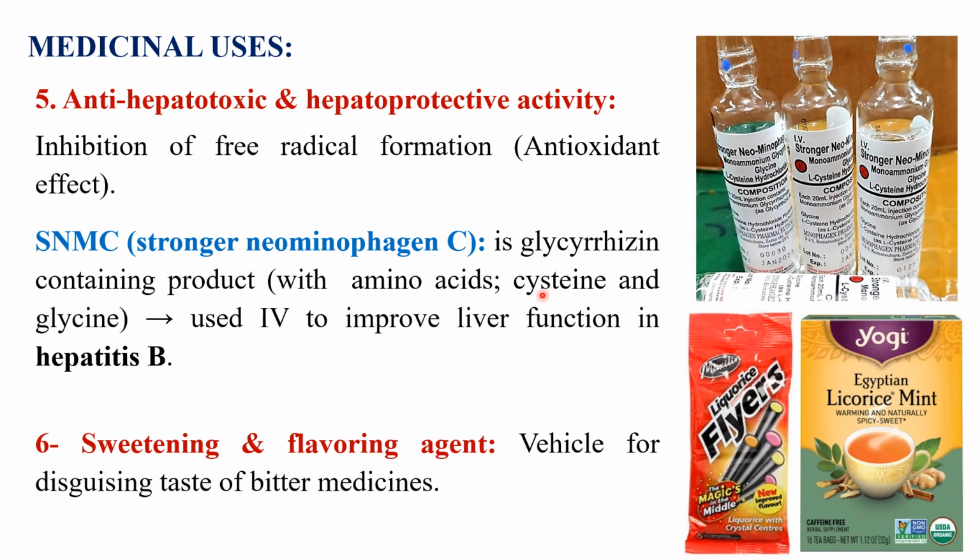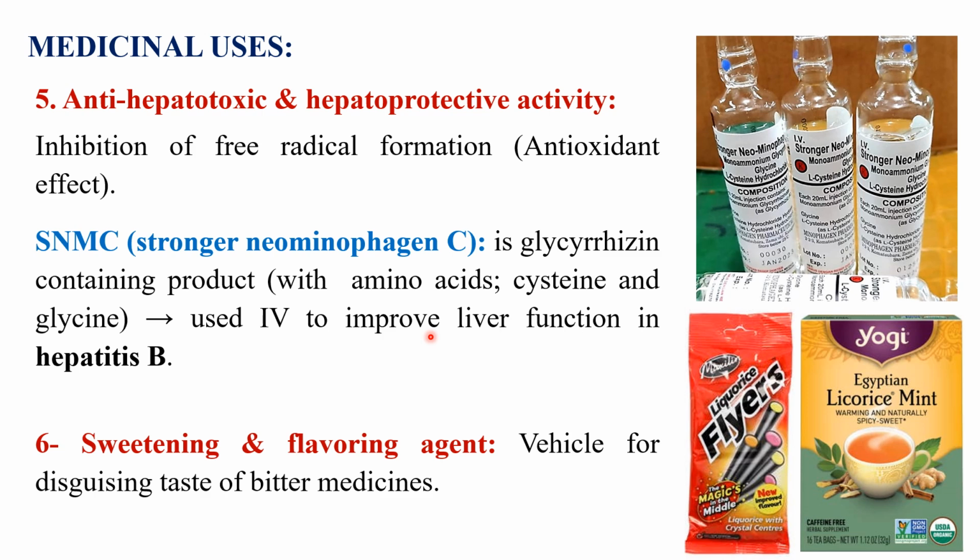And here I have to remind you that glycyrrhizin is a triterpenoid saponin. It has a very weak hemolytic activity, so we can use it safely as an intravenous injection to improve the condition of hepatitis B patients.